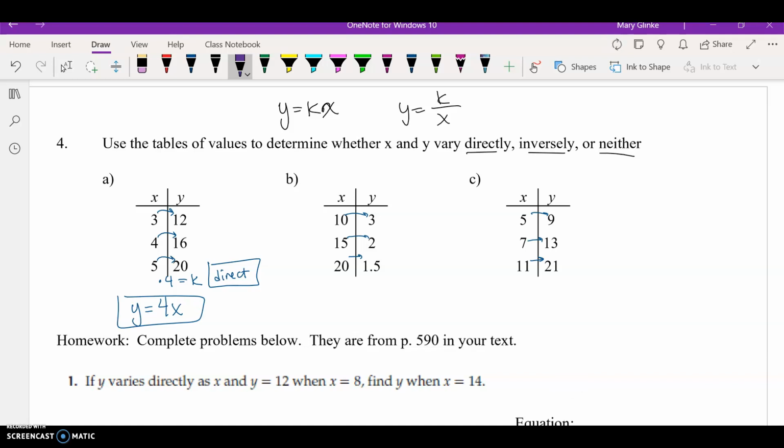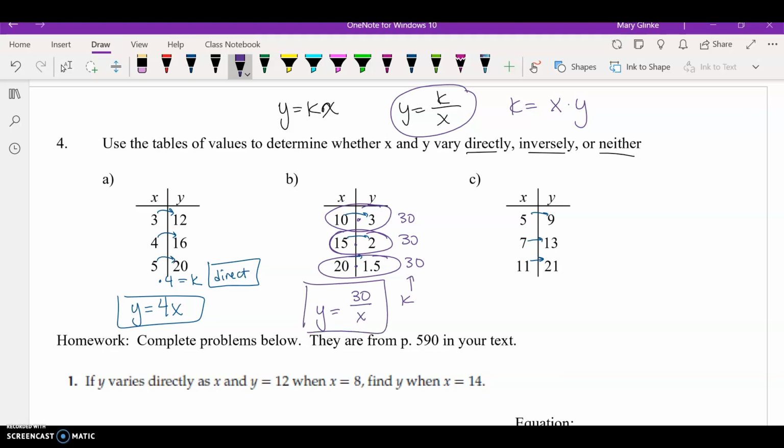So to check for the inverse variation, k would equal x times y. So once you've checked direct variation and established that does not work, multiply x times y and see if you get the same thing each time. K in this case is all the same here. It's the constant of variation. It is 30. So your equation should be y equals 30 divided by x.